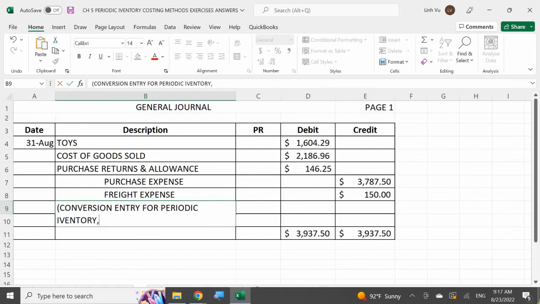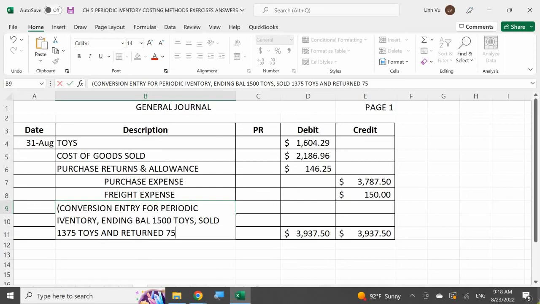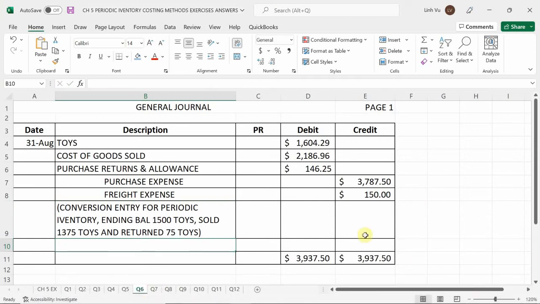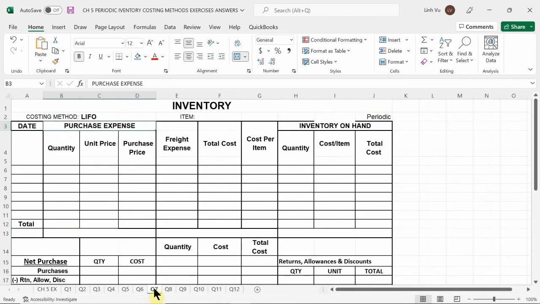And of course, you can add in details such as your ending balance. Your ending balance had 1,500 toys left. You sold 1,375 toys and returned 75 toys. Okay. There you go. Awesome. So let's see what happens when you have to deal with beginning inventory.